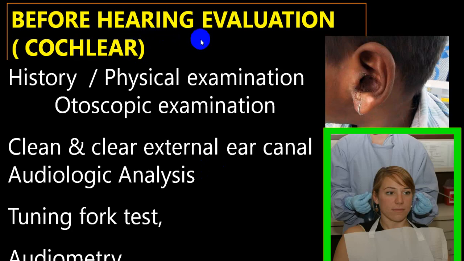So before hearing evaluation, history, physical examination, and external ear examination with the eardrum should be done. The external auditory canal should be clean and clear. And then you can go for audiological analysis, that is the tuning fork test. And if we find any particular defect in either Rinne's test or Weber's test, then you can go for audiometry to find out what type of deafness it is and how severe it is.